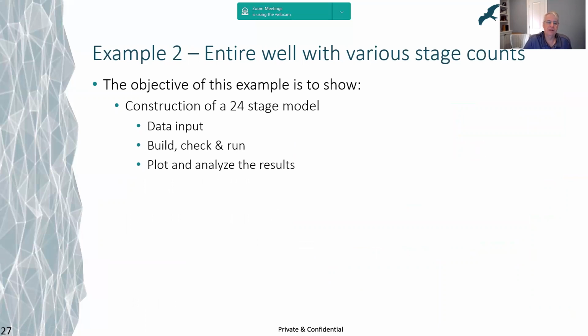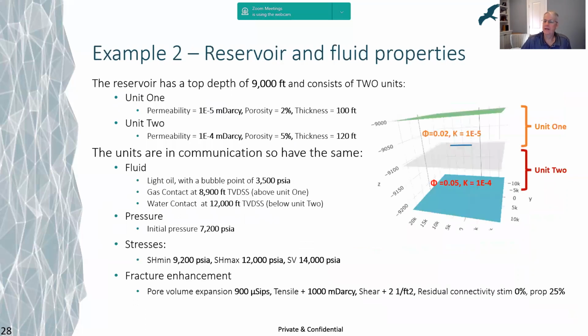So this time we're going to build a full well with 24 stages. We're going to go through the data input again, build and analyze the results. So we'll look at using a more complex geology. We're going to have two layers here, and the permeability and porosity are going to be different between them. The upper layer is going to have lower porosity, lower permeability, and the bottom layer is going to have better rock. It's going to be a higher porosity, higher permeability. And the well is going to go roughly on the boundary between them.